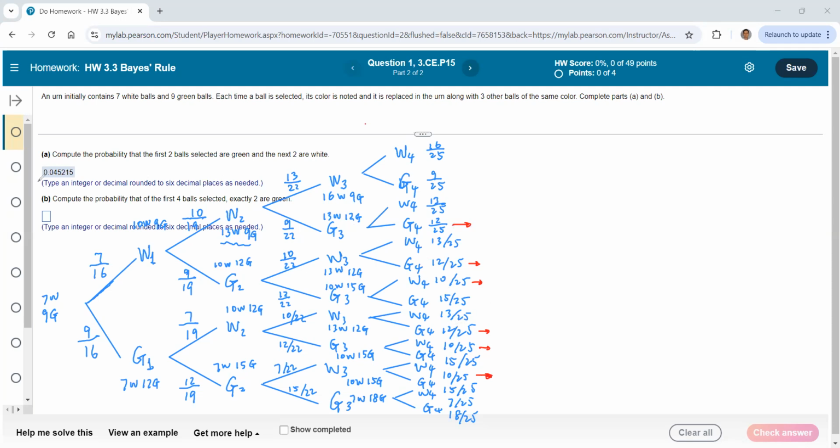You can use the counting method to argue as well. We have totally 2 G's and 2 W's. So you have 4 factorial over 2 factorial times 2 factorial. Okay, 4 times 3 times 2 times 1 divided by 4. It's exactly 6. So 6 possibilities.